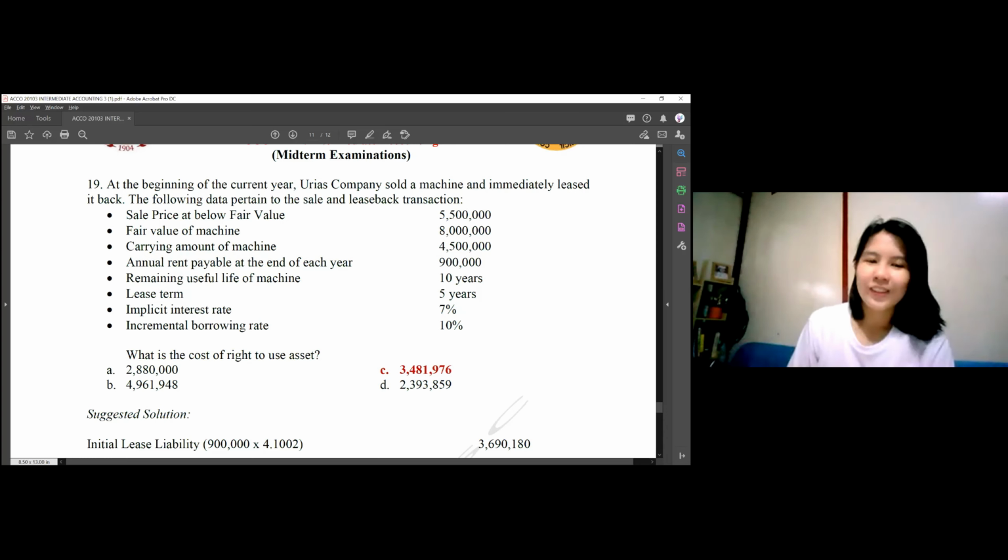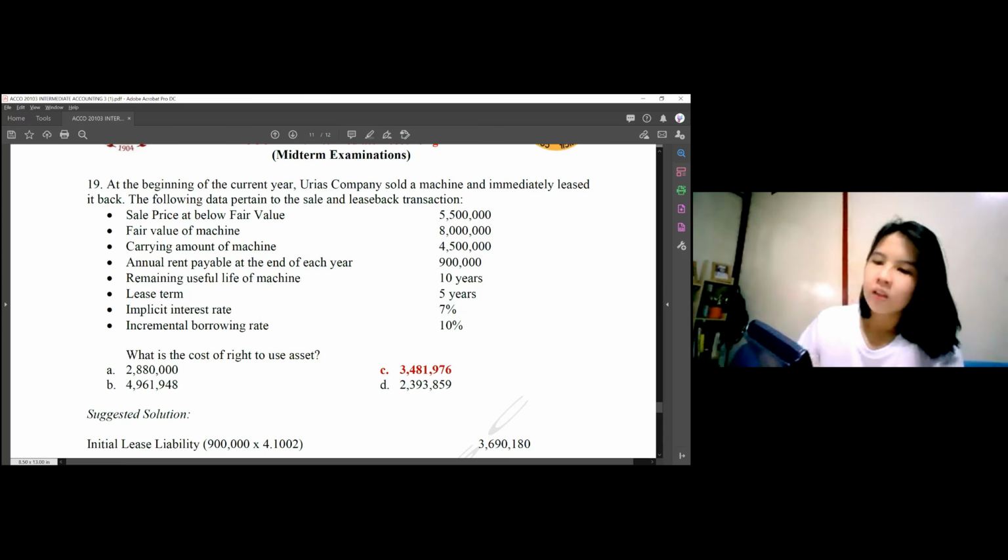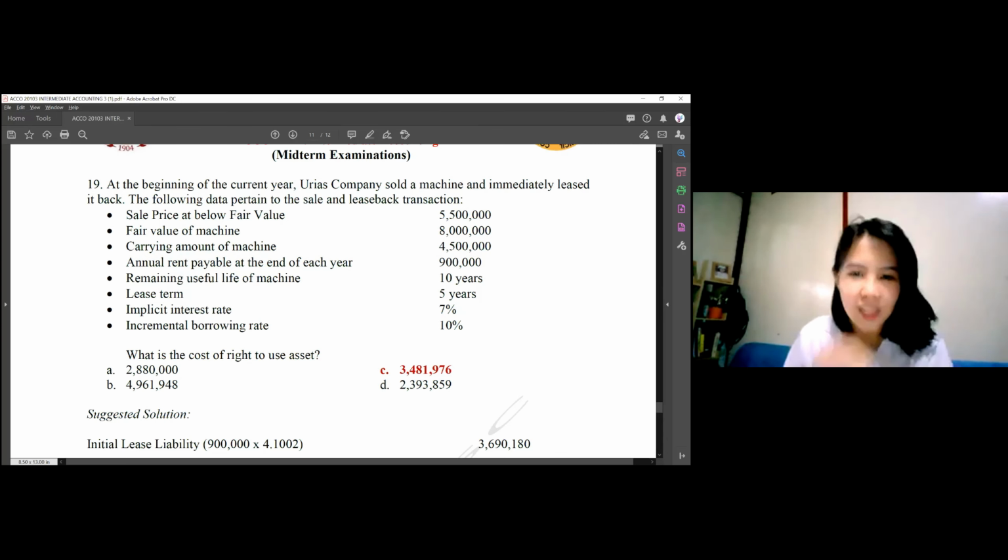So, ayan. Going back, the total lease liability divided by the 8 million na fair value, then times the carrying amount na ng machine na 4.5 million. So, we'll get 3.4 million. That's 3,481,975 to be exact. But in this case, nakikita naman natin kung ano yung pinakamalapit. This is letter C.